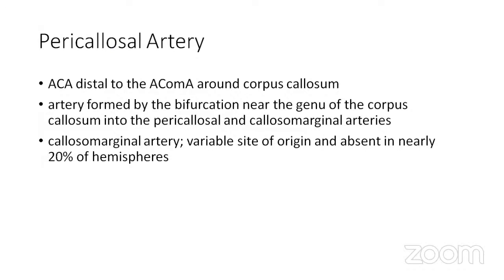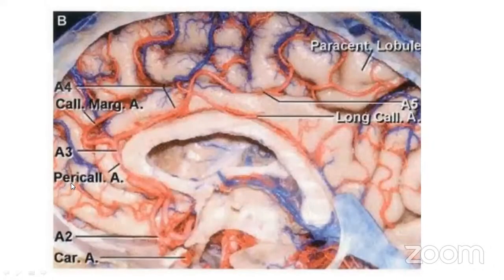So, pericallosal artery: ACA distal to the anterior communicating artery around the corpus callosum. The artery is formed by the bifurcation near the genu of the corpus callosum into the pericallosal and callosomarginal arteries. Callosomarginal arteries have a variable site of origin and are absent in nearly 20% of hemispheres. So here you can see the pericallosal just arising, and after the A3 you can see the callosomarginal artery arising and going on to the interhemispheric region.